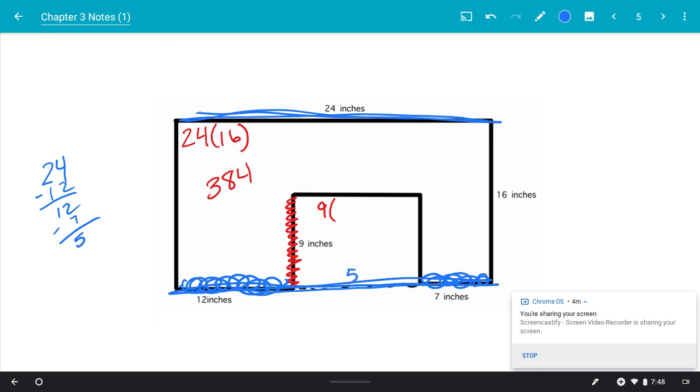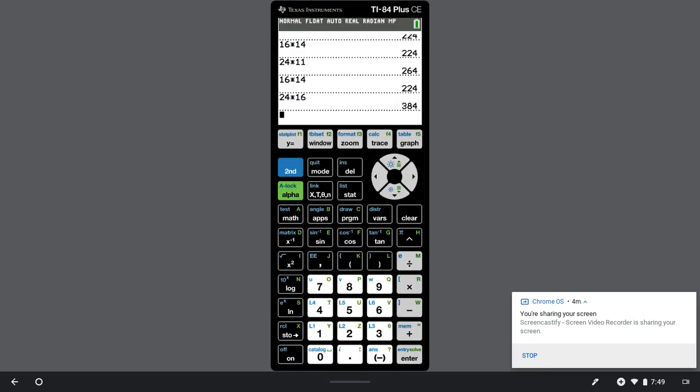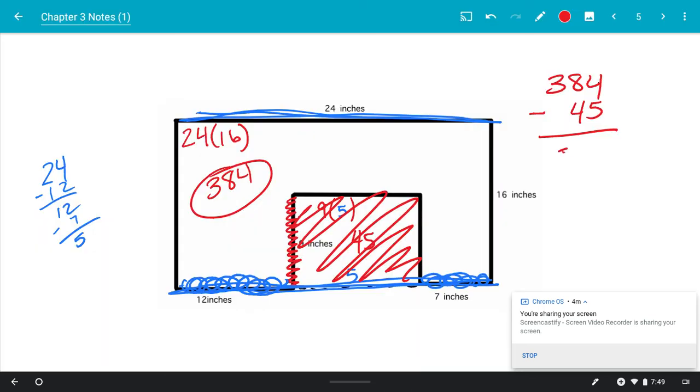So that means that this section must be 5, so we can do 9 times 5 to find our area, which is 45, and then subtract that. So we take 384 for the whole big rectangle, minus 45 because we want to delete this, and we would get 339. And that is 339 square inches.